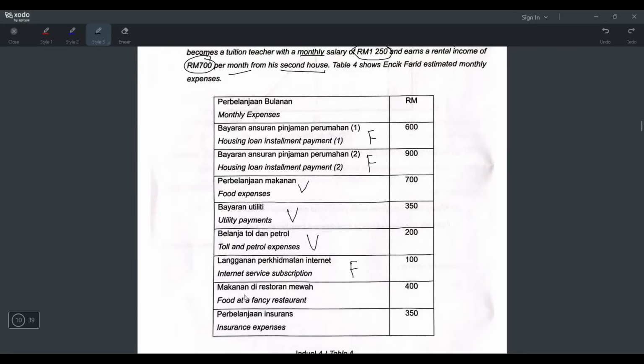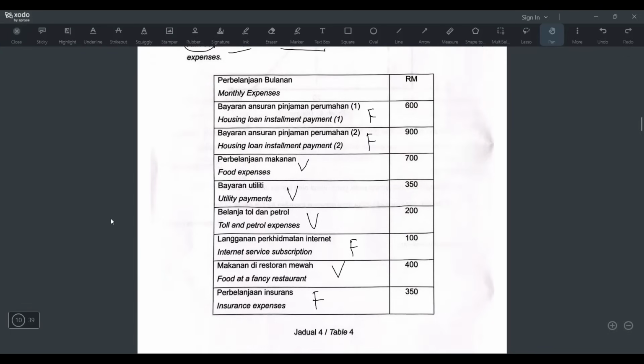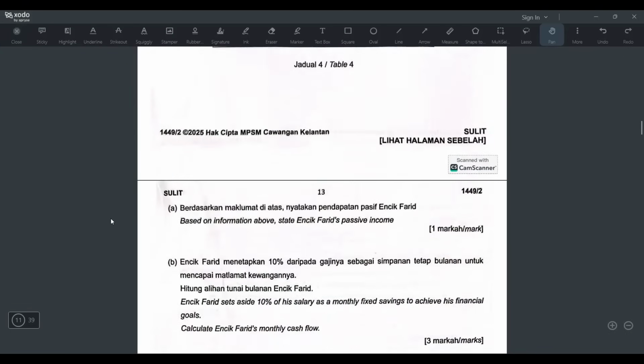Okay, yeah. Food at a fancy restaurant, ini variable juga, because you can control which restaurant you eat, and from there you can control the spending. So dia perbelanjaan tak tetap. Insurance is fixed. Yeah, yeah. You choose to buy insurance, it means it's a fixed expense. You cannot control the spending. Okay. Now let's see what they want.